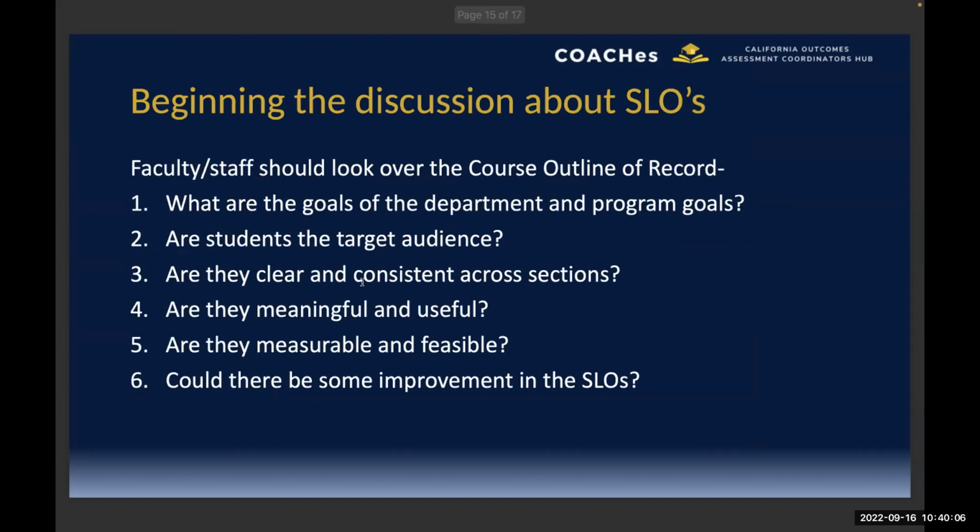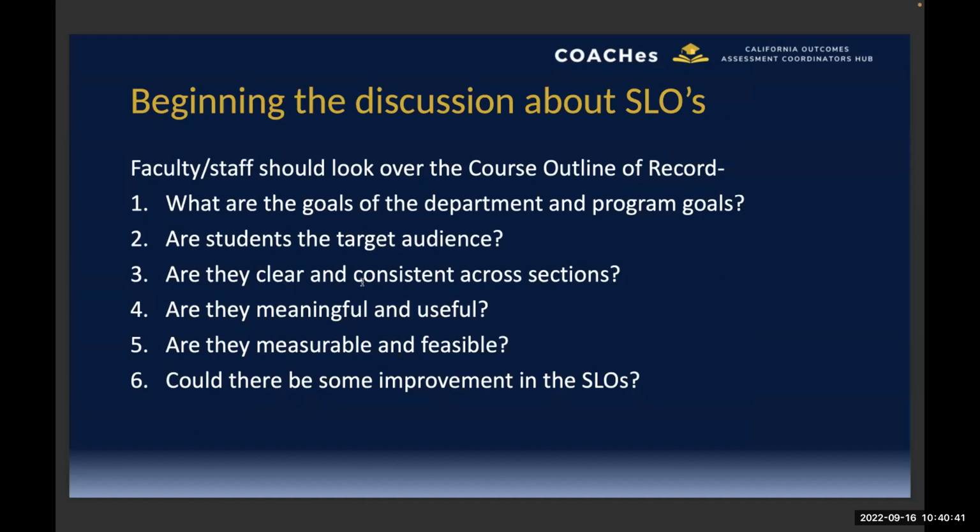So to finish up, in order to begin these discussions, I think one of the hardest parts sometimes is when you want to make edits or revisions, or even just look at your student learning outcomes for a course and program. Some of these conversations are really hard to get started. So where do you begin? Like Bethany mentioned, use the course outline of record. If you don't have a course outline of record, just look at the document that you do have that really lays out the content of the course, the objectives, and that is where you will find your student learning outcomes.